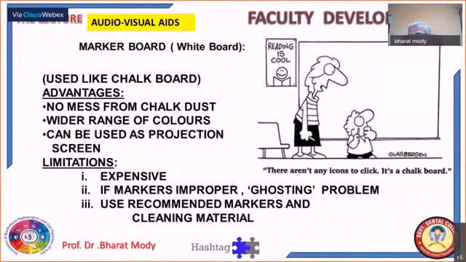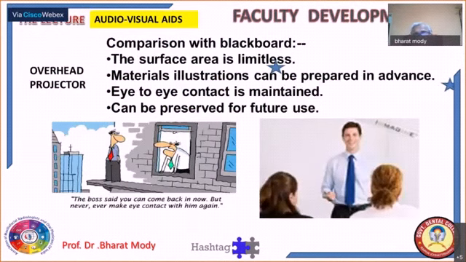So always see to it that you use good quality material. But today's generation probably prefers to have some icons to click rather than using blackboards and even OHP. In OHP, the advantage is that the surface is limitless. In the blackboard, you have a limited surface. Here it is limitless. You can prepare everything in advance. Eye-to-eye contact can be maintained, and things can be preserved for the future. In the blackboard, once you wipe it out, it is gone.